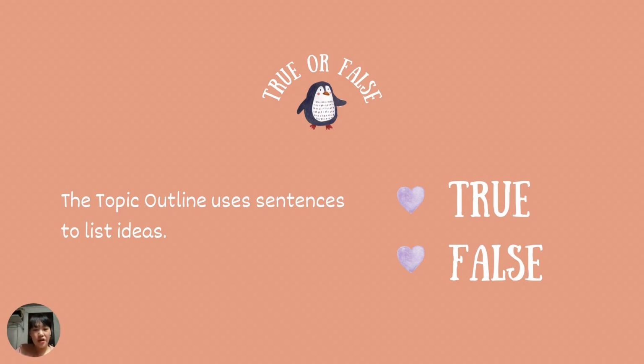First one, we have true or false. The topic outline uses sentences to list ideas. Take note, do not forget to follow the instructions written in your learning activity sheets. So what is the answer? The topic outline uses sentences to list ideas. I will give you time. You can stop and pause this video when you are answering. Just go with your pace. The answer here is false because the topic outline uses words or phrases.